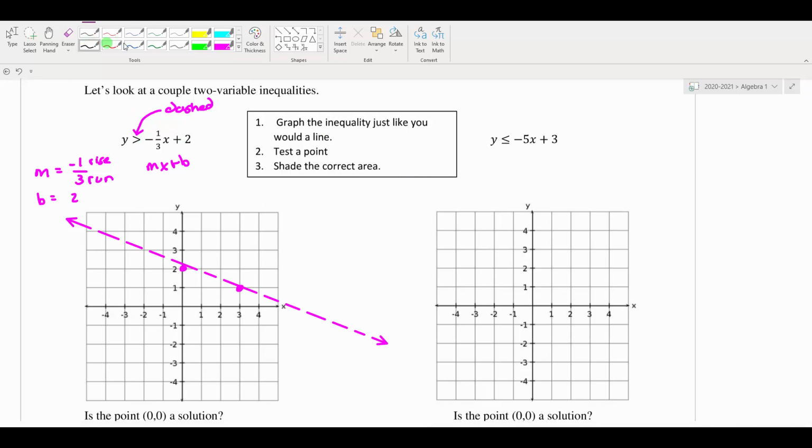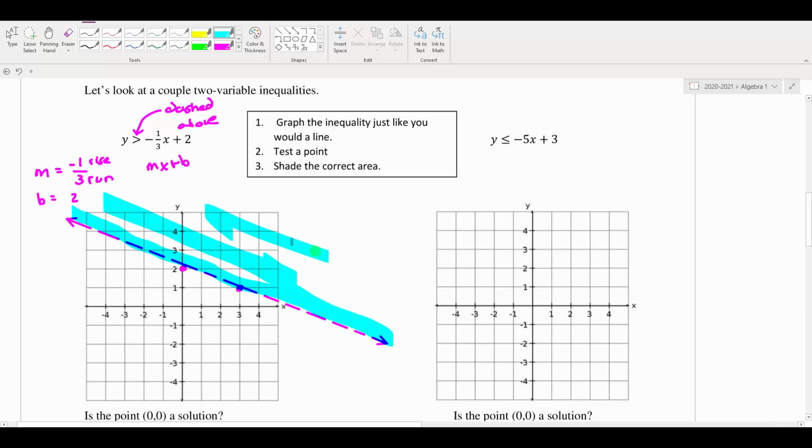Okay. And then we got to figure out where we are going to shade. And again, I look at my inequality symbol to figure that out. Since it is greater than, we're going to shade above. Greater than means I'm going to be shading all of the points up here. So I like to grab a highlighter to do this, and I shade just like this. Again, not going to be perfect here, but shade everything over here just like that.